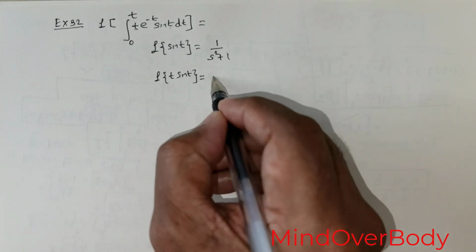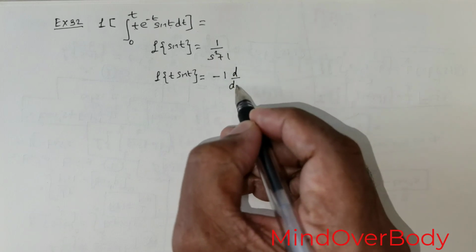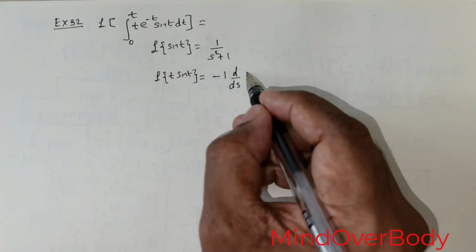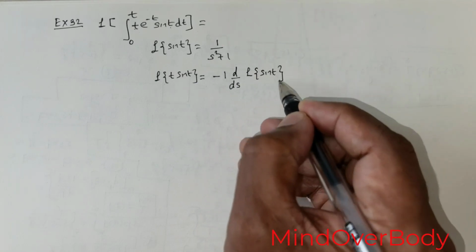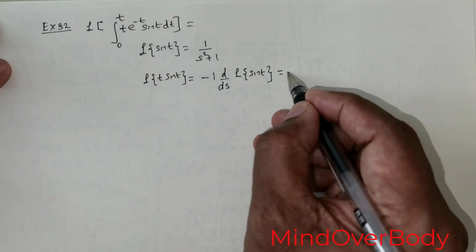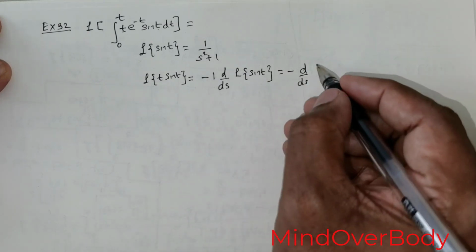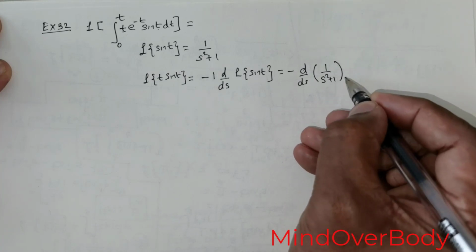So that would mean negative 1 times d over ds, because s is the variable which I'm using here, times the Laplace transform of sin t. We've already looked into this. So this can be rewritten as negative d over ds of the Laplace transform of sin t, which is 1 over s squared plus 1.